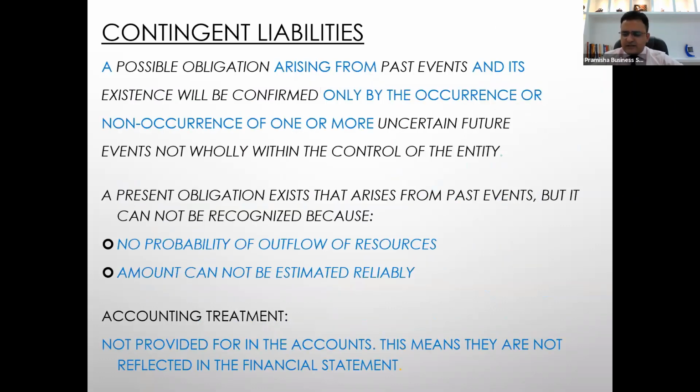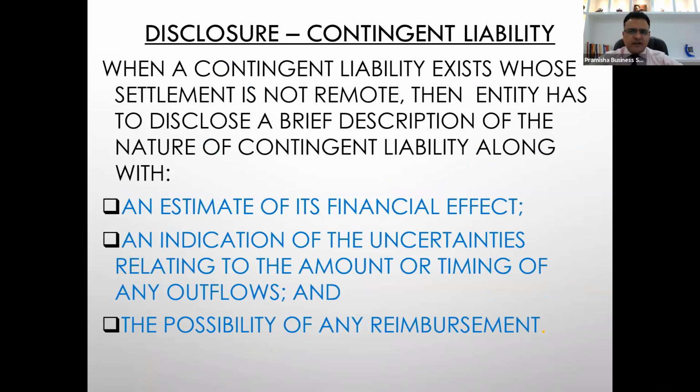So contingent liability is clear, I guess. We simply disclose the fact. If a contingent liability exists whose settlement is not remote, then the entity has to disclose a brief description. Remote means no likelihood, nothing will happen in this regard. An estimate of its financial impact, an indication of the uncertainties relating to the amount or timing of any outflows which we may expect in future, and the possibility of any reimbursement, anything related to this contingent liability is disclosed in the notes to accounts.